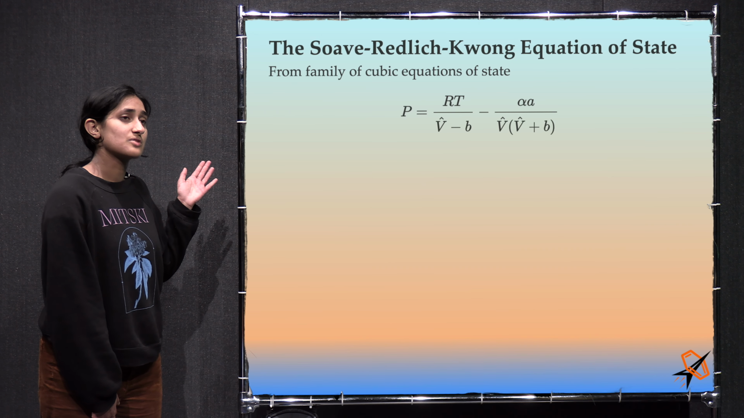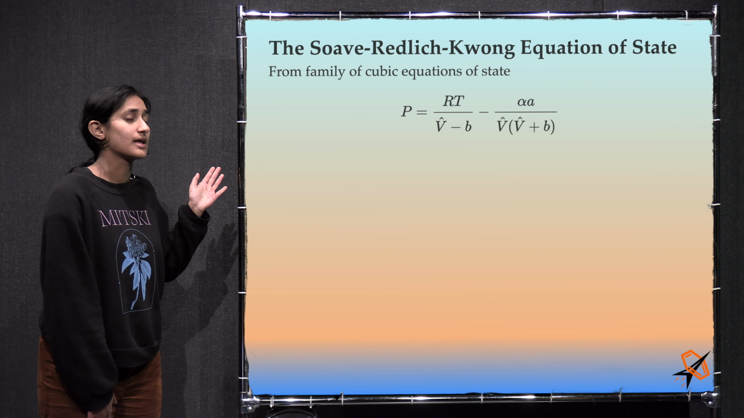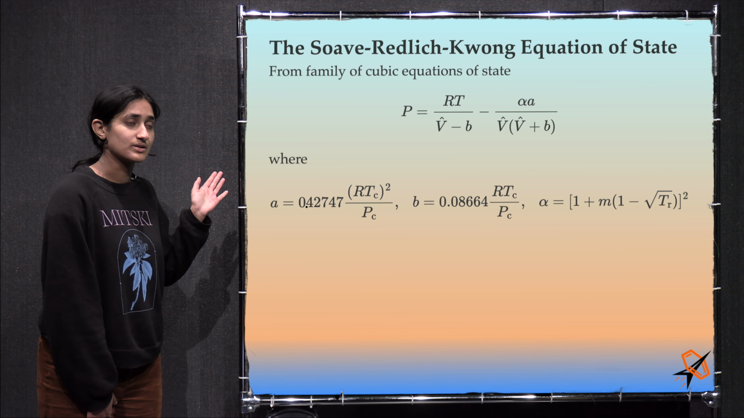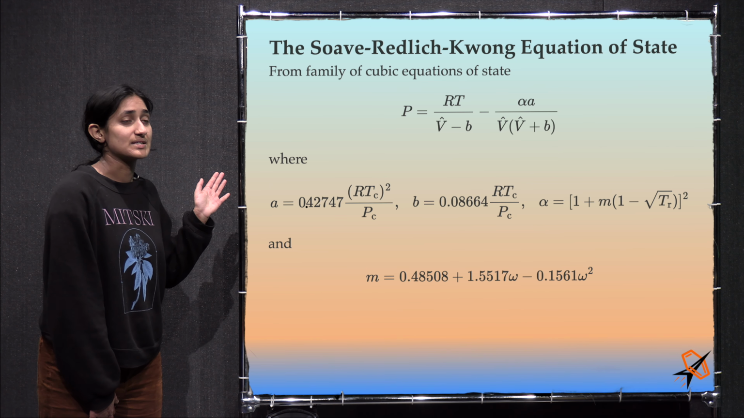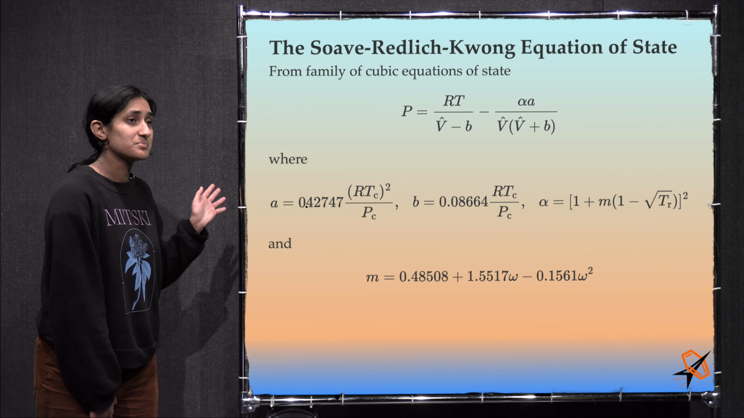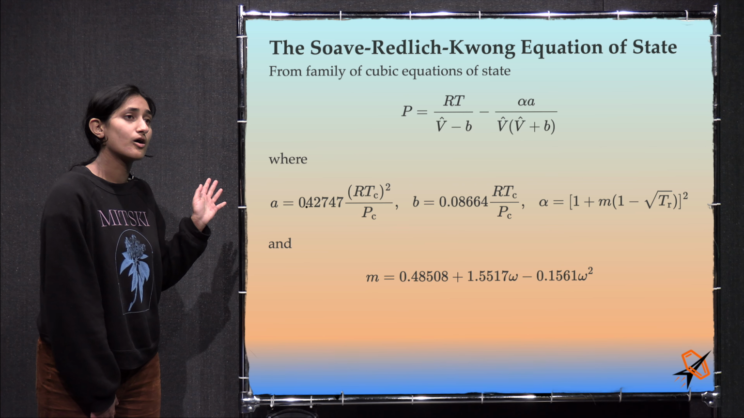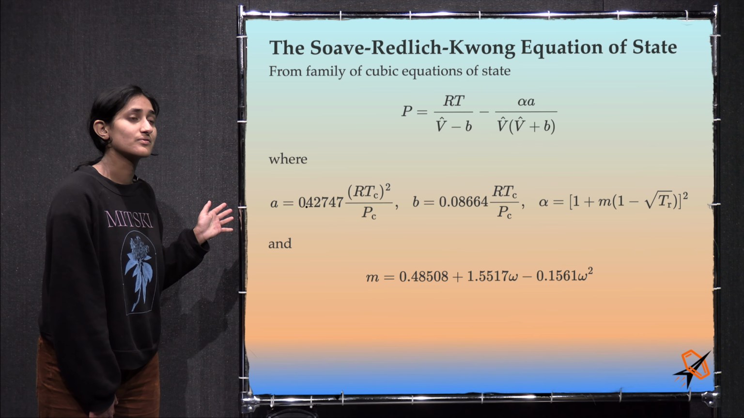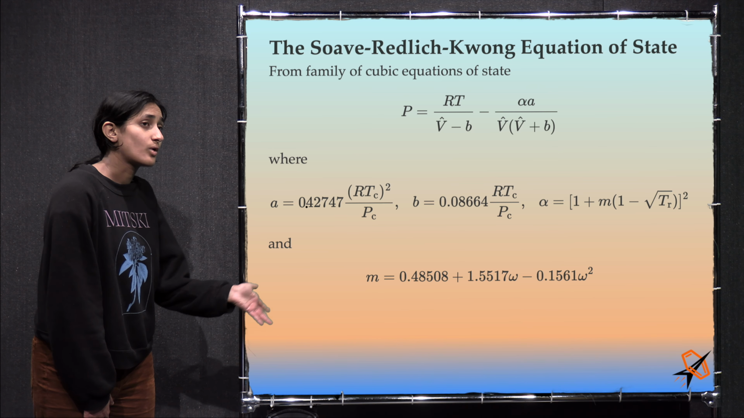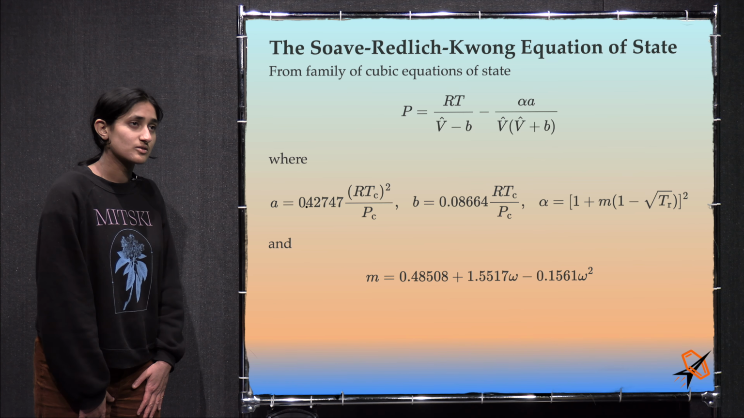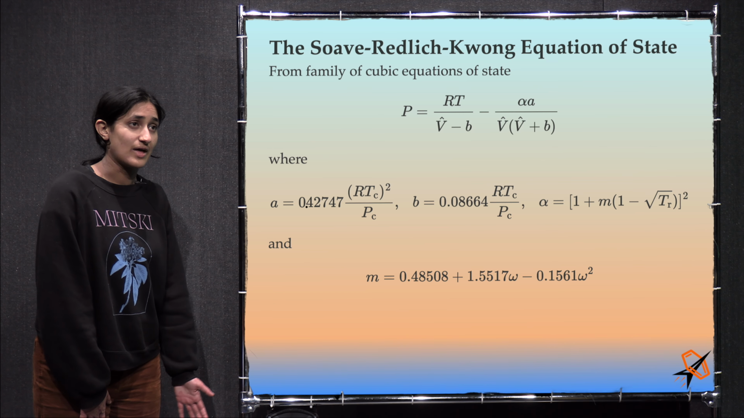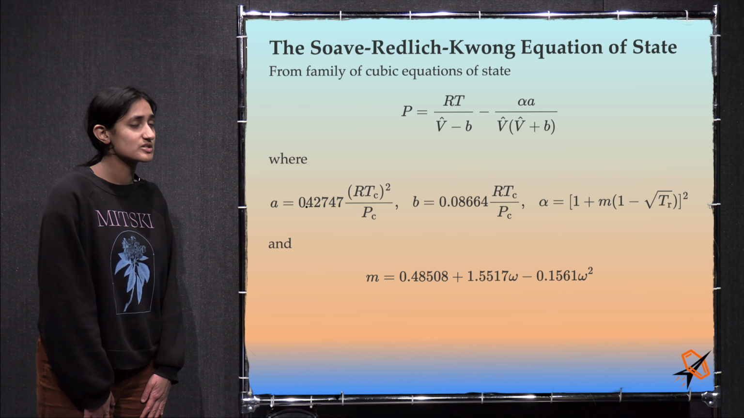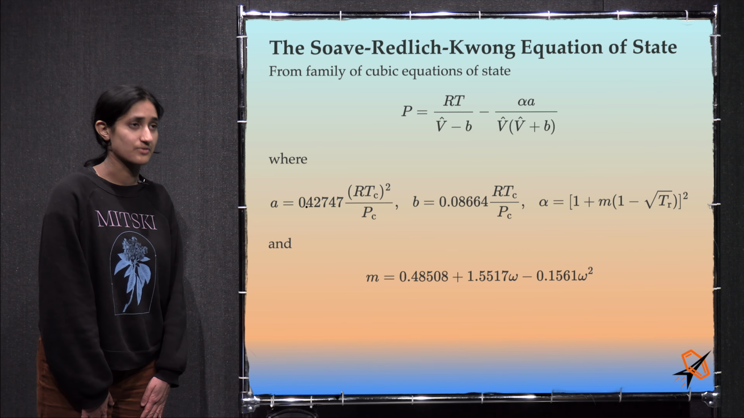The equation is P equals RT over V hat minus B, minus alpha A over V hat times V hat plus B, where A equals 0.42747 times R squared Tc squared over Pc. See, I told you, they use Tc and Pc. B equals 0.08664 times R Tc over Pc. Alpha equals 1 plus m times 1 minus the square root of Tr, the whole thing squared, and m is this quadratic function of the acentric factor. The SRK is a cubic equation in V hat, although you may have to prove that to yourself, so a nonlinear root finder is required if you need to determine V hat. Peng-Robinson is actually a little better for liquids in most cases, but we'll stick with SRK for now.